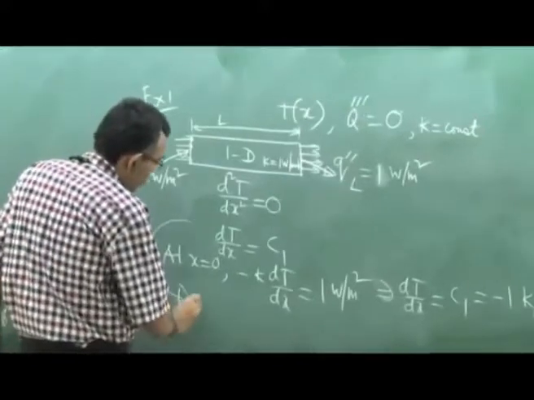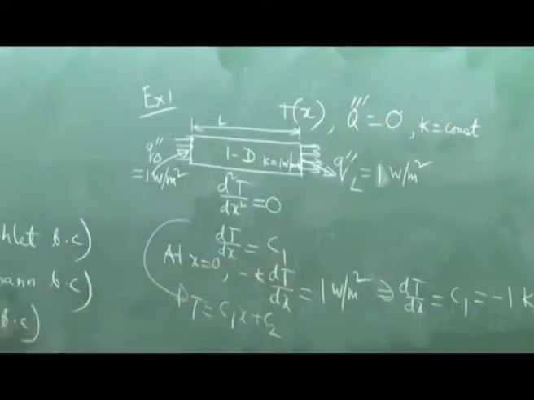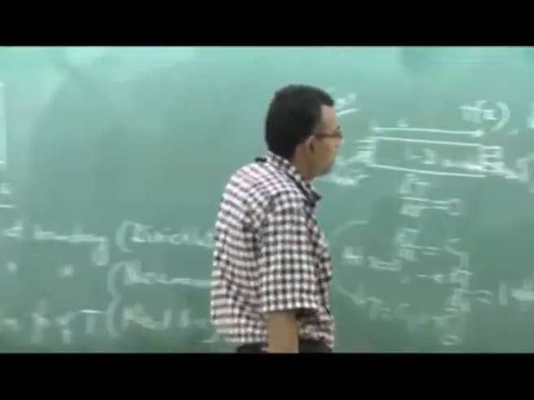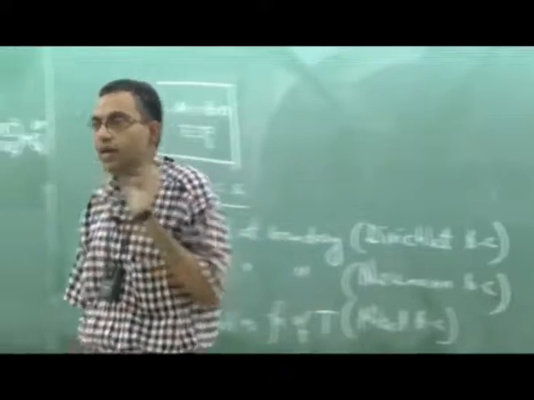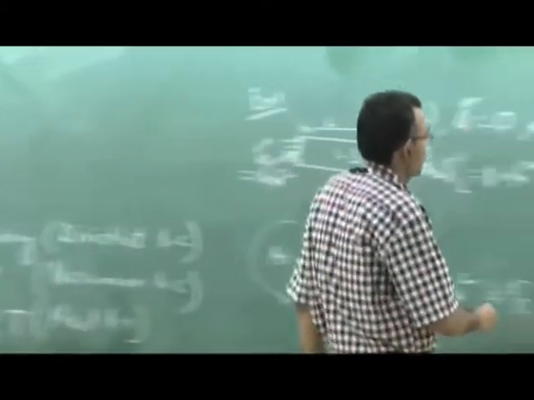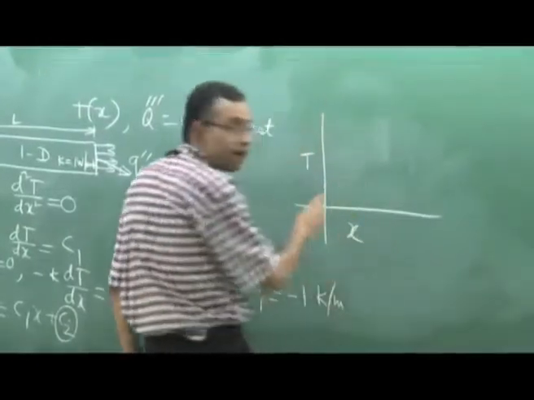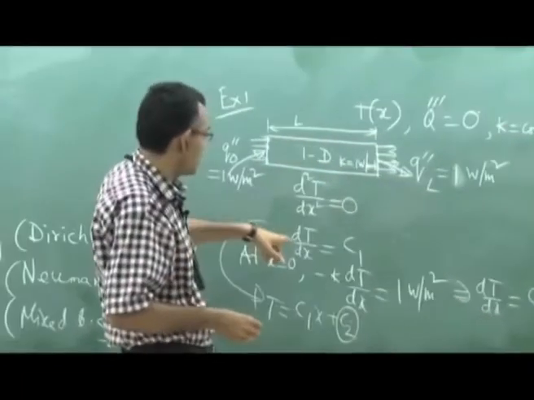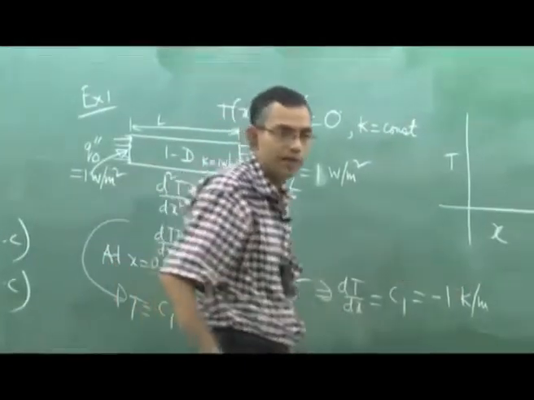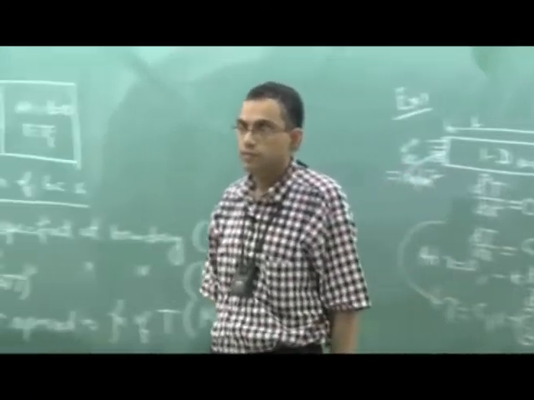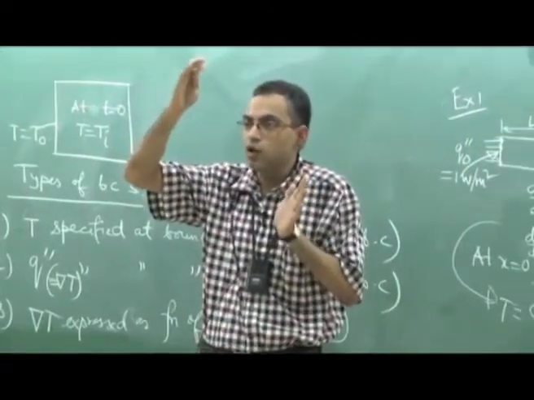When you integrate this, you will get T equal to C1 x plus C2, right. How will you get this C2? You cannot get this C2, right. So, does it mean that this problem does not have a solution? No, this problem has infinitely large number of solutions. So, what are the possible solutions? If you plot T as a function of x, it is a family of straight lines with a slope of minus 1 Kelvin per meter. So, it could be this, it could be this, all parallel ones. Infinite such possible straight lines with same slope, but intercepts are different.